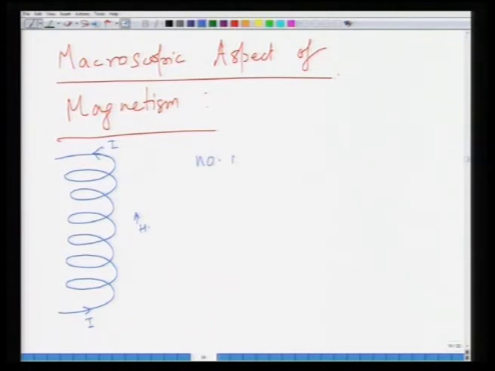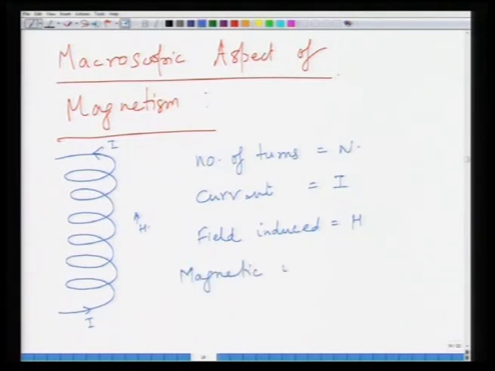So, this coil has number of turns equal to N, and the current which flows is equal to I. Now, because of the field induced, you have a magnetic induction. So, this field induced is H, and as a result of this field you have what is called magnetic induction, which is called B, and B and H are related as B is equal to mu naught H, and H is related to I and N, number of turns per unit length.